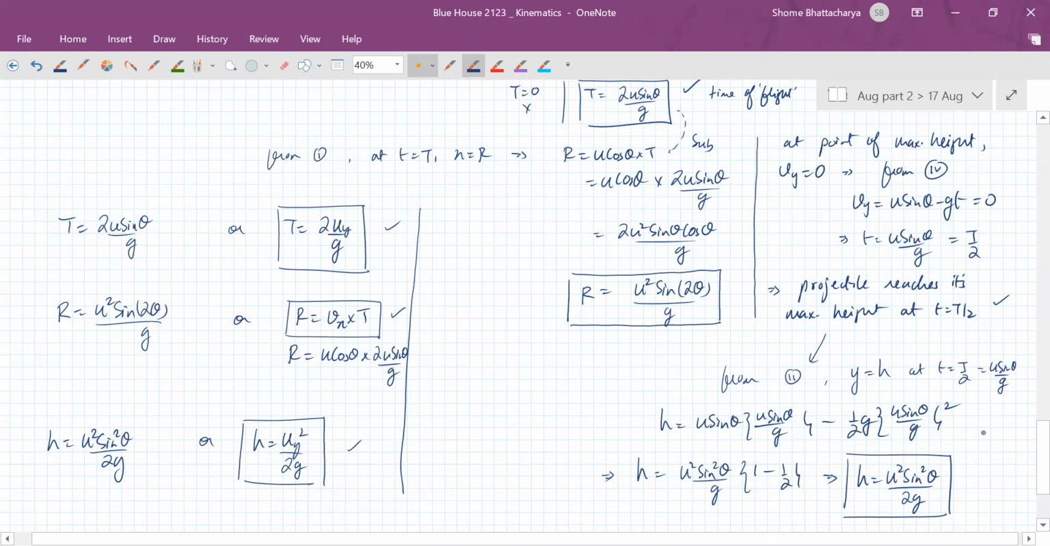So what's the alternate definition of T? Can you read it? The alternate definition of capital T is 2uy by g, because uy is u sine theta. The initial vertical component of velocity is u sine theta, and ux is u cos theta. So instead of theta, we can also define everything in terms of ux and uy. On the left hand side here, everything is defined in terms of theta and u. Here it is defined in terms of ux and uy.